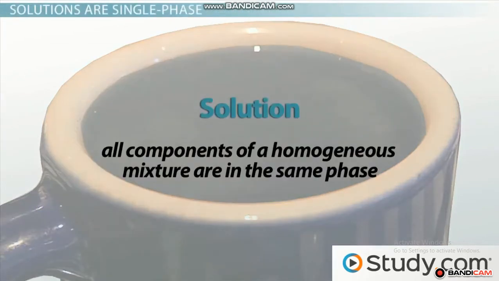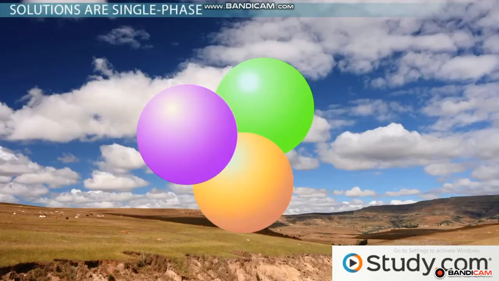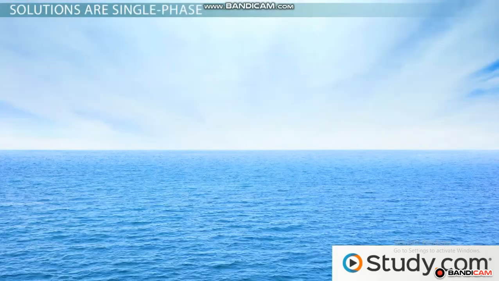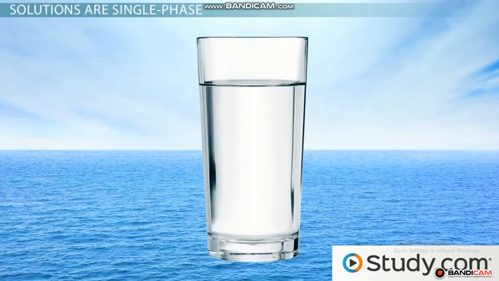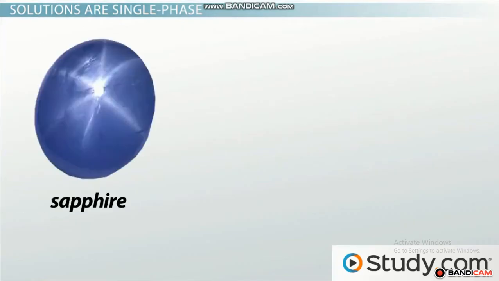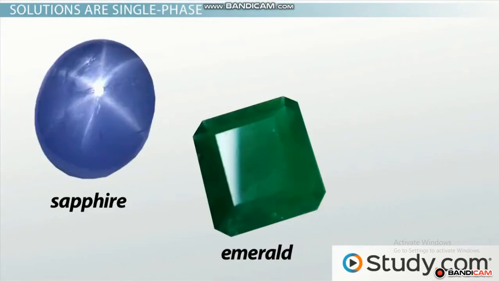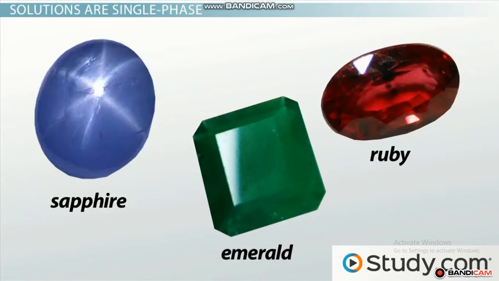When all components of a homogeneous mixture are in the same phase, we have a solution. The air we breathe is a solution because all of the different components are in a gaseous phase. Same with a glass of salt water. The sodium and chlorine are dissolved in the water, and all components are in a liquid phase. Solutions can also be solids. Gemstones are solutions of different elements and compounds, but the different components are indistinguishable within that homogeneous solid mixture.